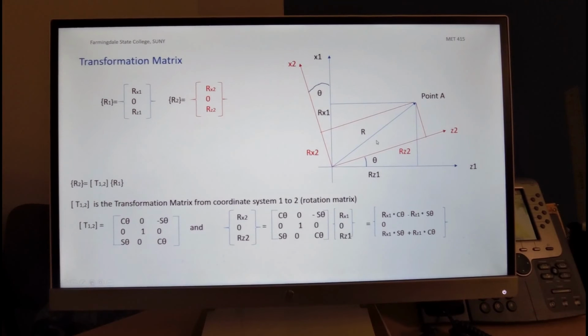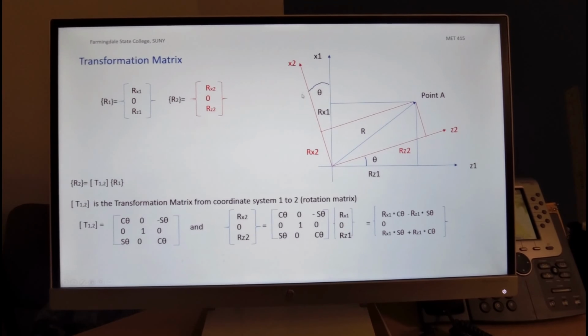To look at the transformation matrix T12, which takes a vector represented in coordinate system 1 and transforms it to coordinate system 2, we have to determine the values of that matrix. Now over here we see the two vectors. It has a component in the first coordinate system, Rx1 and Rz1. This is Rx1, Rz1. And we want to find out Rx2 and Rz2 with the transformation matrix.